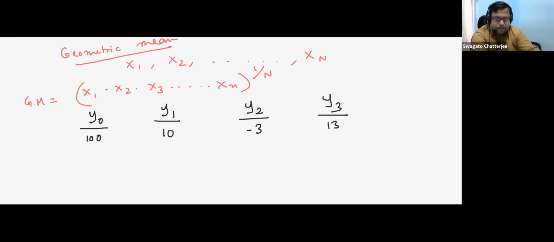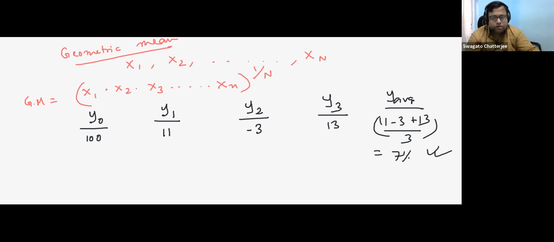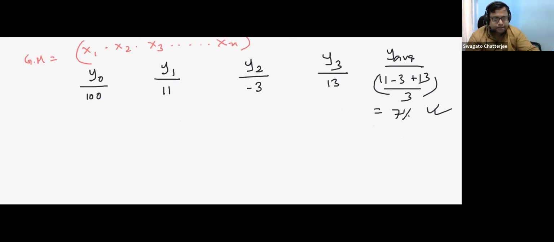It's not divisible by 3. Just 1 minute, let me make a little change. Let's make it 11. So this was the return, let's say. They say, sir, this is our 3 years return. So average return is basically 11 minus 3 plus 13 by 3. You will get around 7% return, sir. So you get happy or you get sad, and based on that, you take a decision.